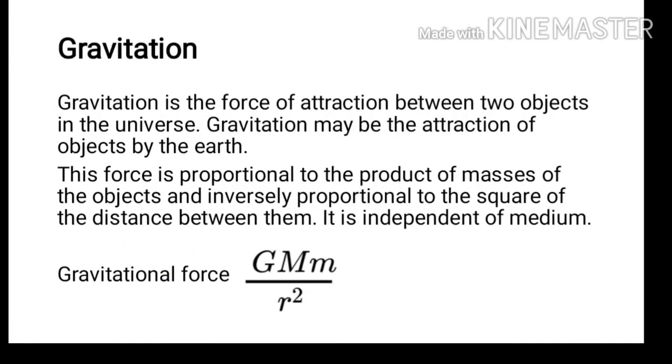So what is gravitation? Gravitation is the force of attraction between two objects in the universe. Gravitation may be the attraction of objects by the earth. This force is proportional to the product of masses of the objects and inversely proportional to the square of the distance between them. And the expression of gravitational force is G m1 m2 divided by r square.